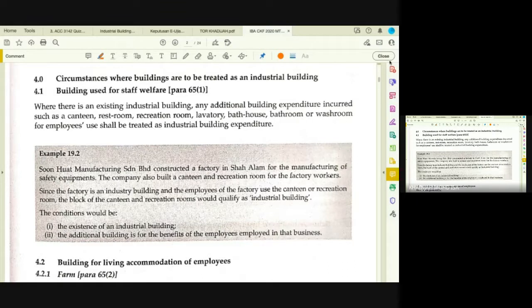All right, the first one is building used for staff welfare. Where there's an existing industrial building, any additional building incurred such as canteen, restroom, recreation room, lavatory, bathhouse, bathroom, washroom, for employees' use shall be treated as industrial building expenditure, right? So that's very clear. Whenever you have all these buildings which are for staff welfare, that is also an industrial building. So you put them together and compute in determining your IBA.